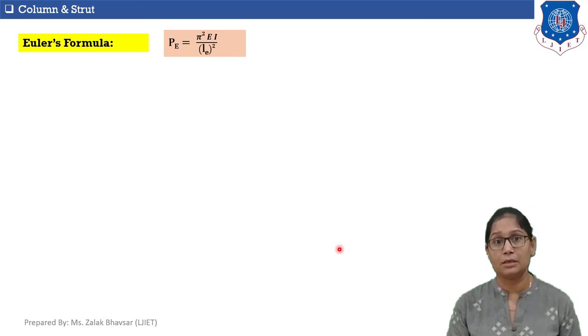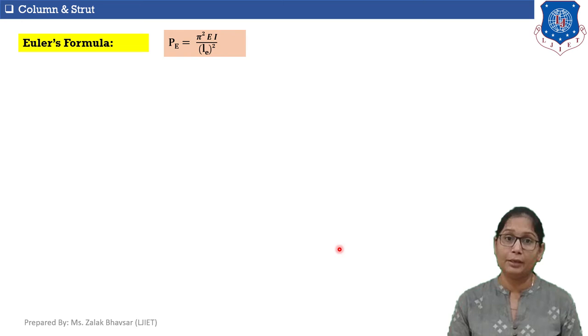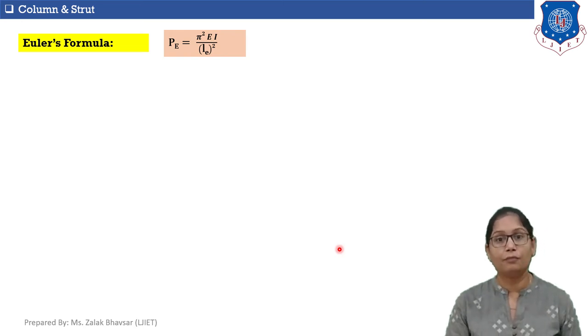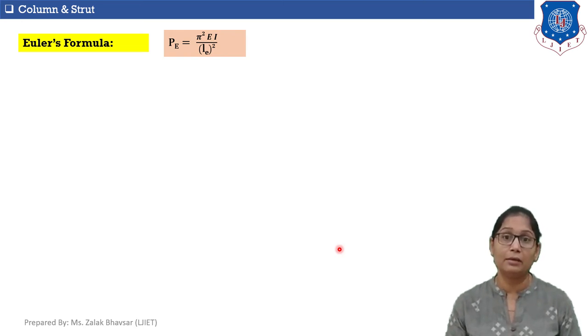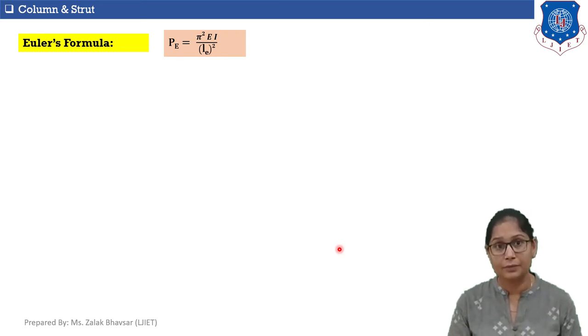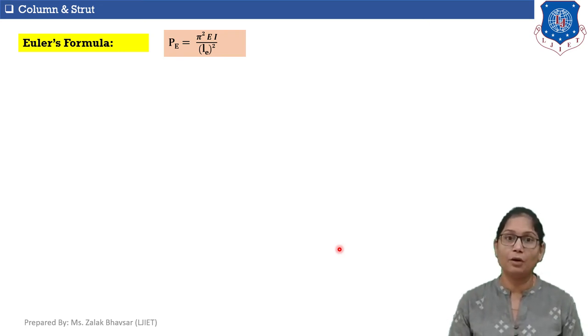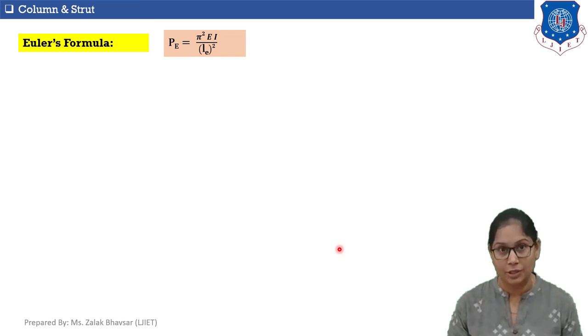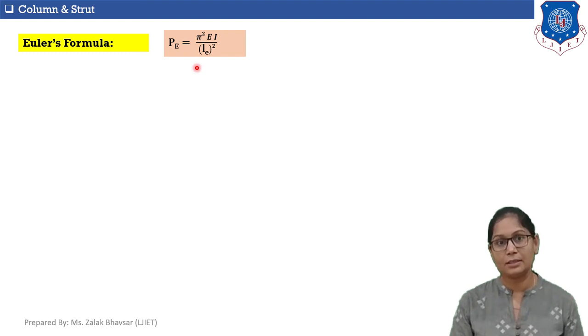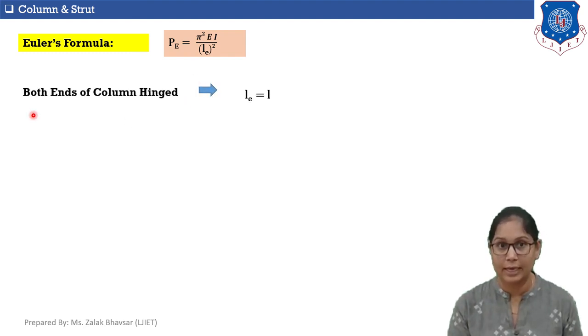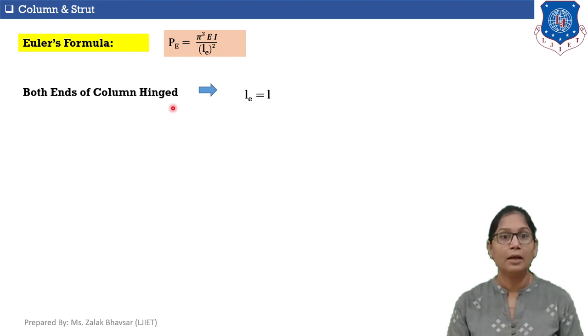Now let's move to our next topic. Here we will discuss Euler's formula for different column end conditions. In the previous session we discussed the effective length of the column under various end conditions, and here we will discuss Euler's formula for them. Let's discuss case number 1. Let us take both ends of the column hinged. In this case we know that the effective length LE is equal to L.